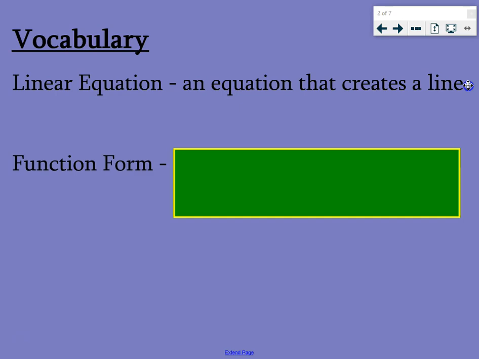So it would be a straight line. Anything that creates a straight line is going to be linear, because you can see that word line in the word linear.